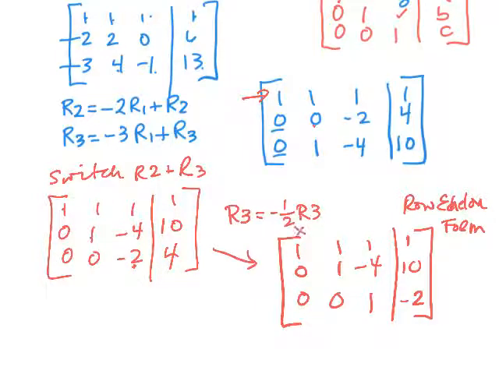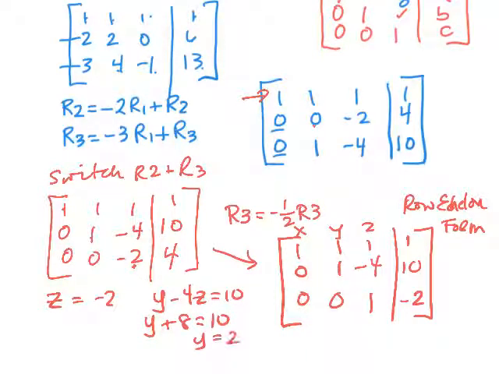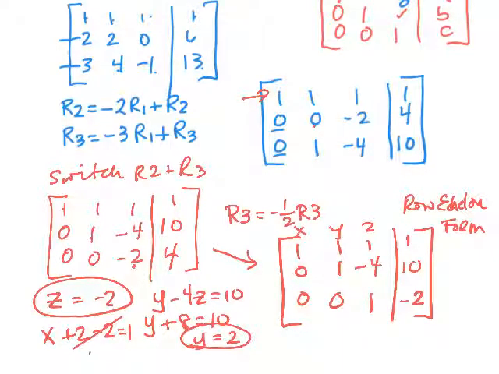So remember, this is x, y, and z. So we know z equals -2. We know y minus 4z equals 10. So y plus 8 equals 10, and y is 2. And lastly, x plus y, so plus 2, plus z, so minus 2, equals 1. So x equals 1. And that is the solution to my system of equations.